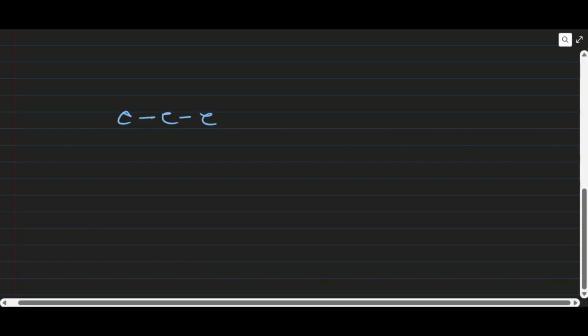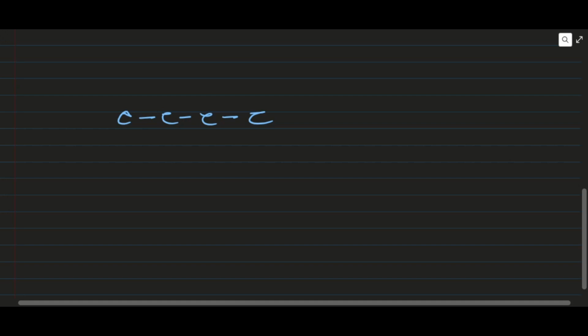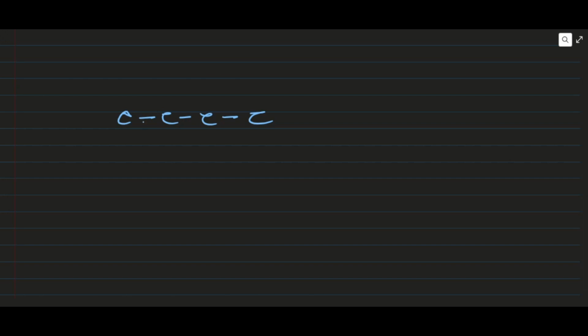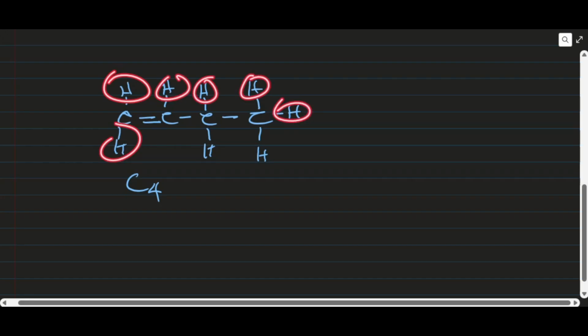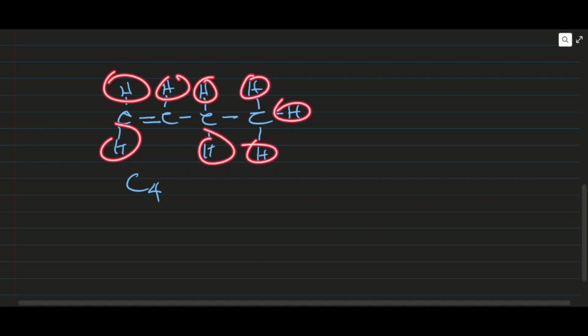To wrap everything up, let's look at structural isomers in the alkene family. We are going to use but-1-ene as an example. But means we have 4 carbon atoms, and 1 means the double bond, that is the ene, is attached to the first carbon atom. So let's put the hydrogen atoms. Let's check if we are correct or not. Carbon has to be 4, C4, and hydrogen must be 8. Let's count: 1, 2, 3, 4, 5, 6, 7, 8. So we are right.